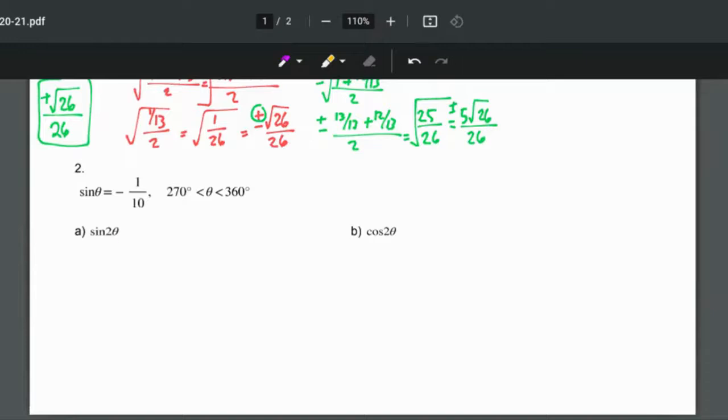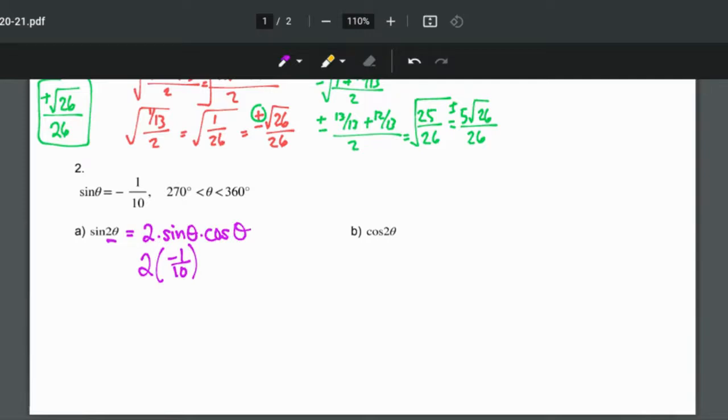In number 2, now we have a double angle. So we're going to look at the formula for sine of 2 theta, which is 2 times sine of theta times cosine of theta. We have some of the information, but the rest of it we're going to have to figure out on our own. So we know sine is negative 1 over 10, but now we have to figure out what is cosine.